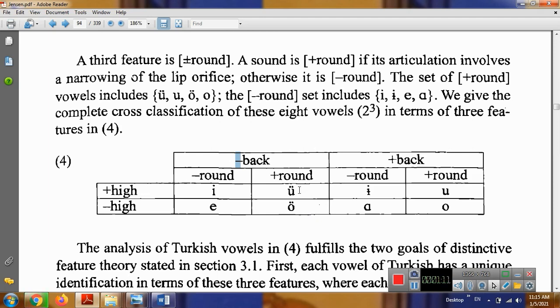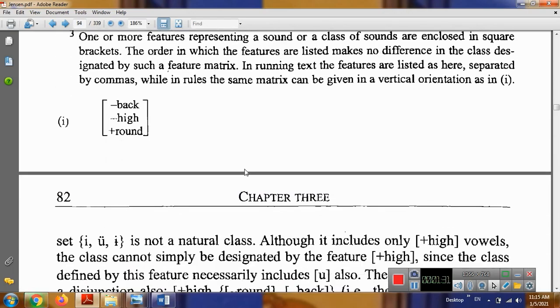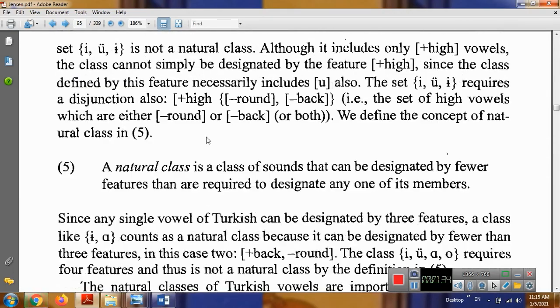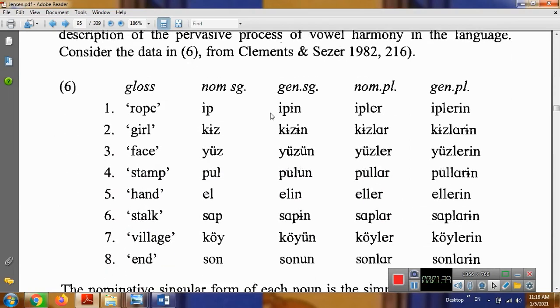A, I, U. In Persian, we don't have such vowels. These three vowels do not exist in Persian, but we have other vowels instead of them. But as a whole, we describe the vowels of a language according to these binary features. As you remember, here we have some data in Turkish, which I explained to you in the previous session, but I want to review them and give more information about such data.